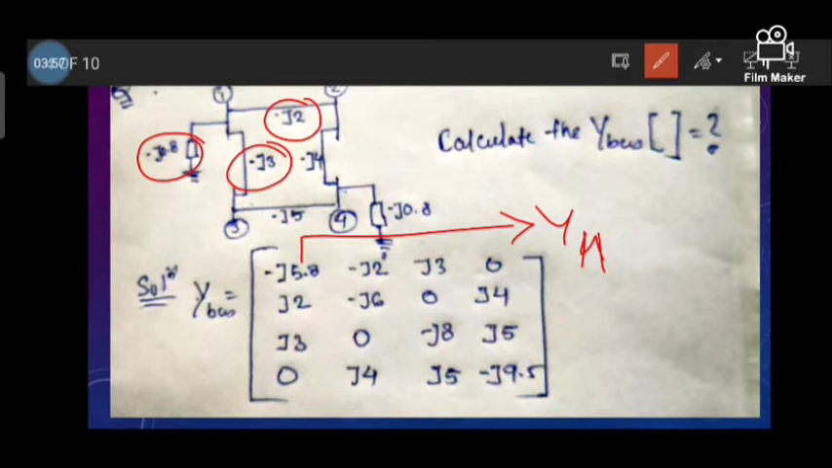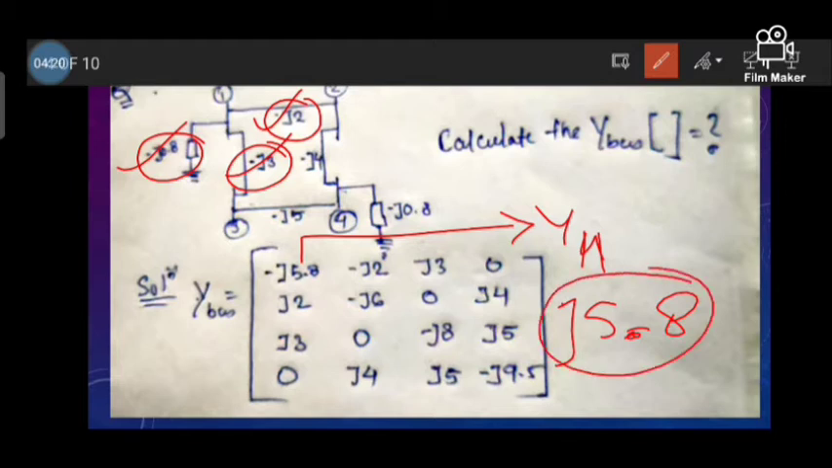So minus 2, minus 3, minus 0.4, minus 0.8: these are all negative. Adding them, 2 plus 3 is 5, plus 0.8, that is equal to 5.8, so j5.8 with its minus sign. So the y11 value is minus j5.8 here.